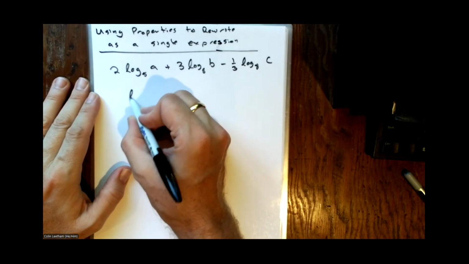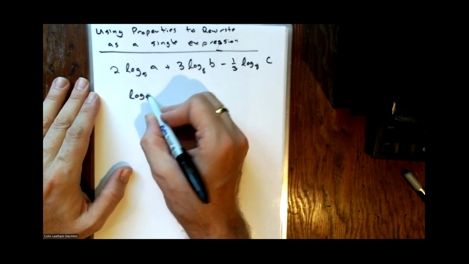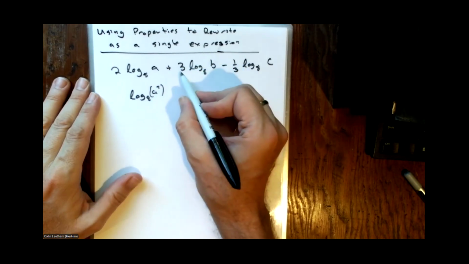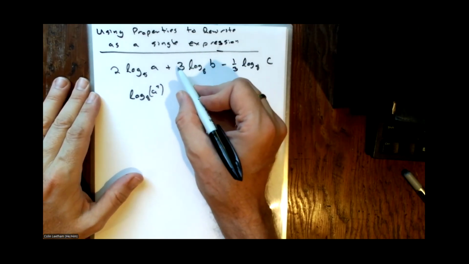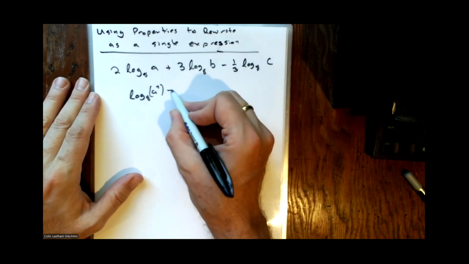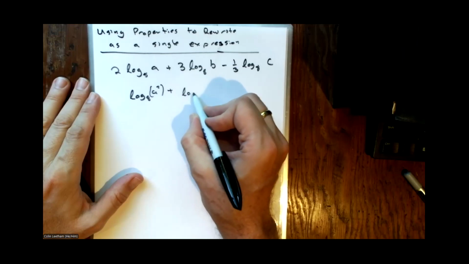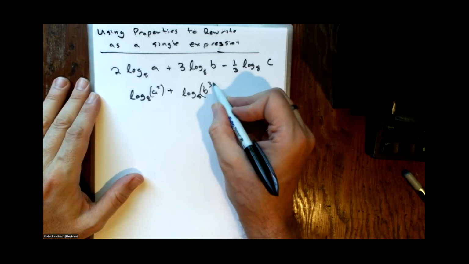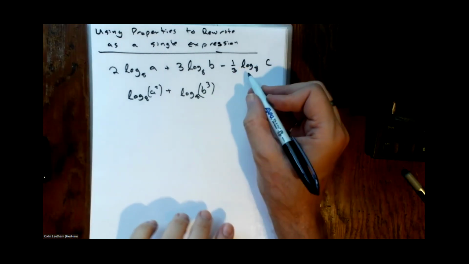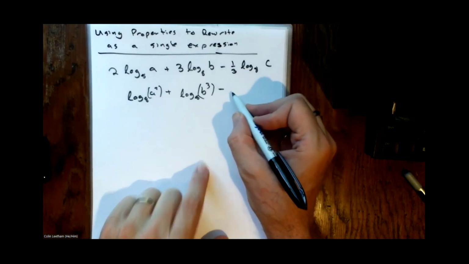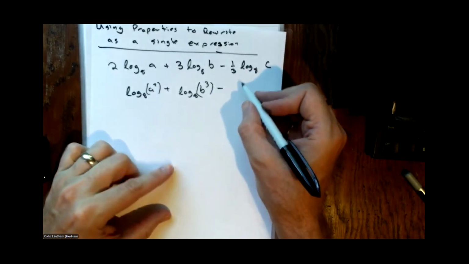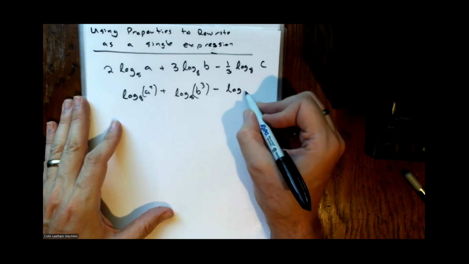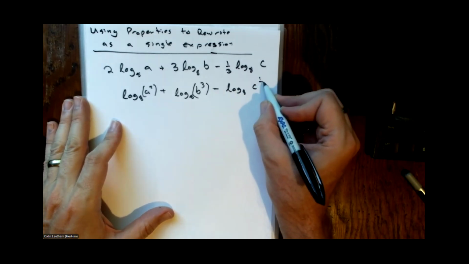So let's say I do this: log base 8 of A squared. This 3, I'm going to move up here. So this is going to be plus log base 8 of B to the third. And now I'm going to do minus, I'm going to keep this subtraction, but I'm going to move this exponent up. This is log base 8 of C to the 1/3.